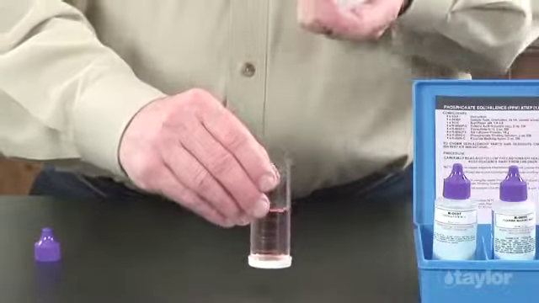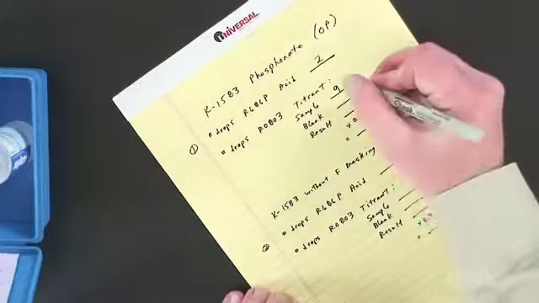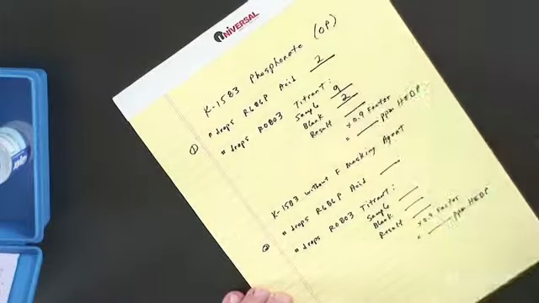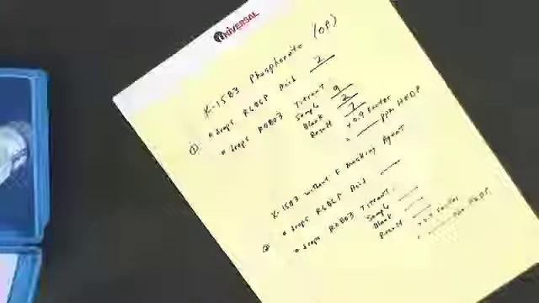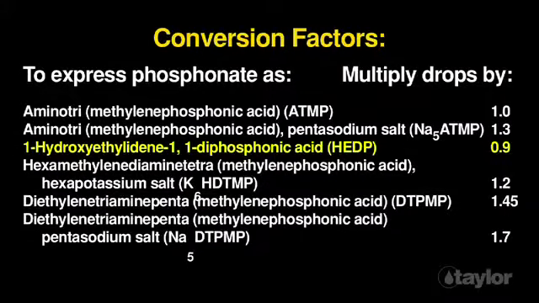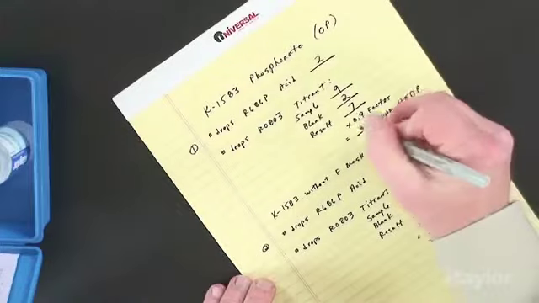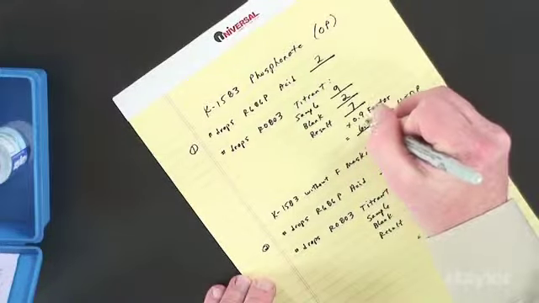Subtract the number of drops used to reach the endpoint with the blank from the number of drops recorded in the previous test. Multiply the resulting number by the appropriate conversion factor, in this case for HEDP, and record your result in parts per million.